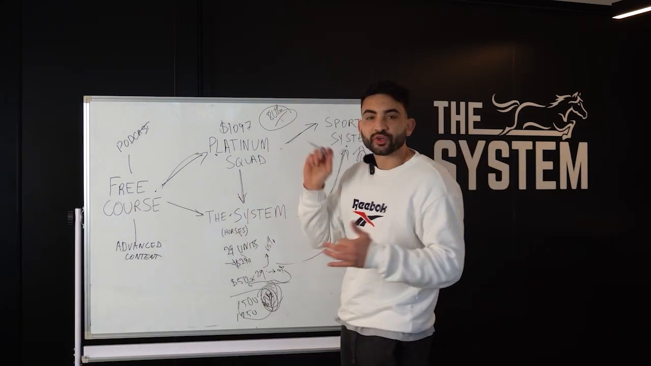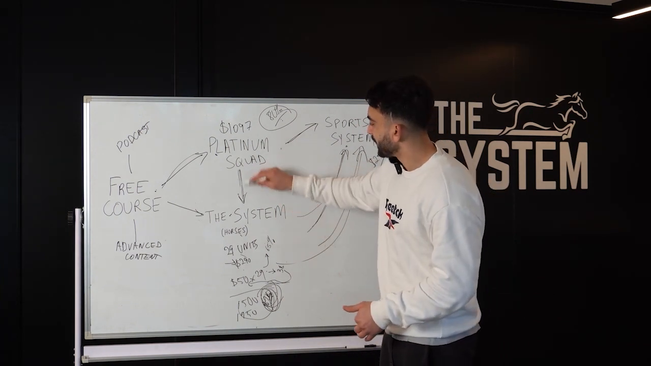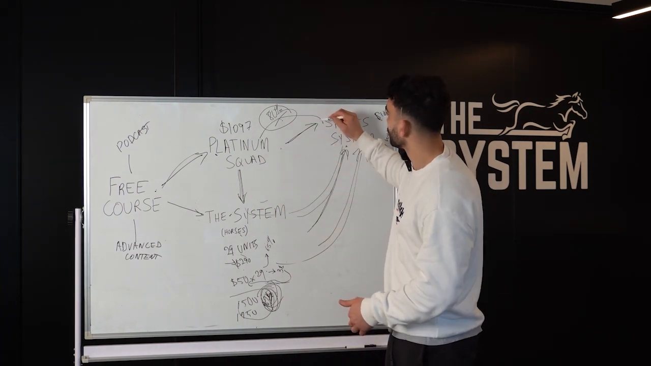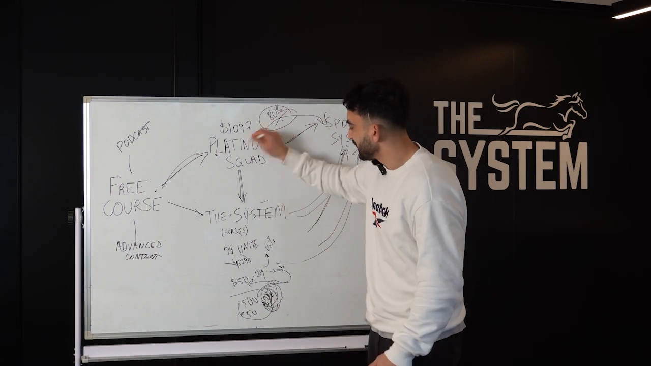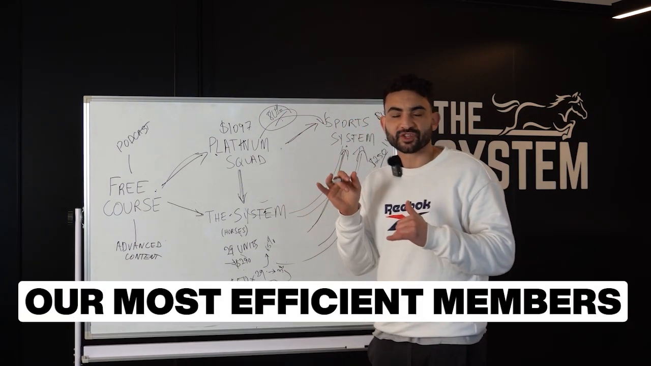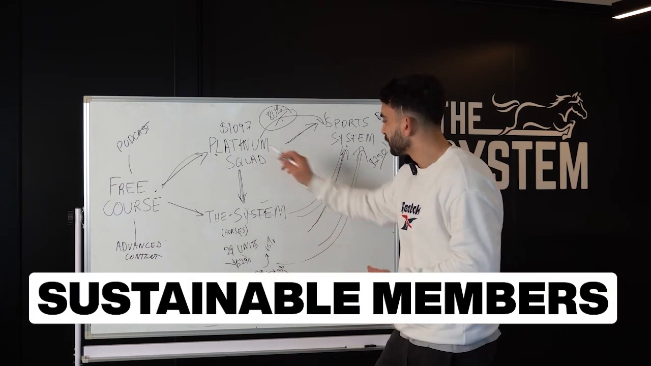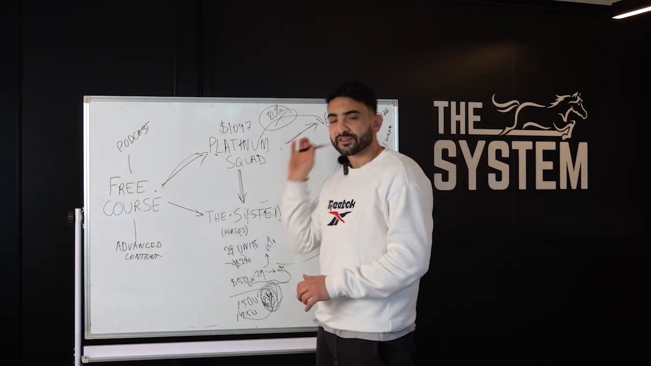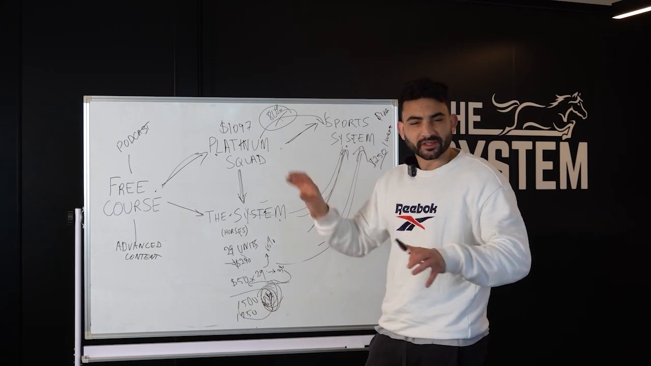But the people who get the rewards are the people who go bang, bang, bang, and then they combine everything together. The end goal is to be here, here, and here. That's what our most profitable members are doing. Our most efficient members, our most sustainable members do all 3. So, summarizing a couple of things that I probably didn't summarize properly.